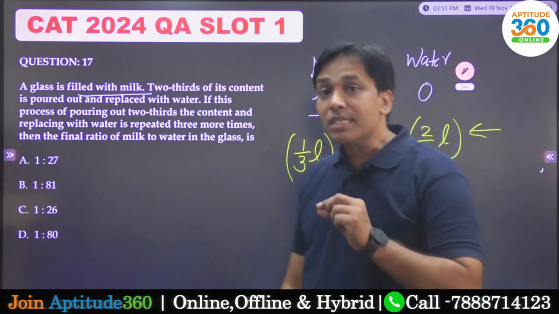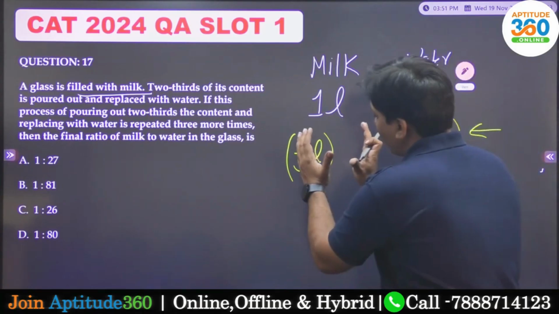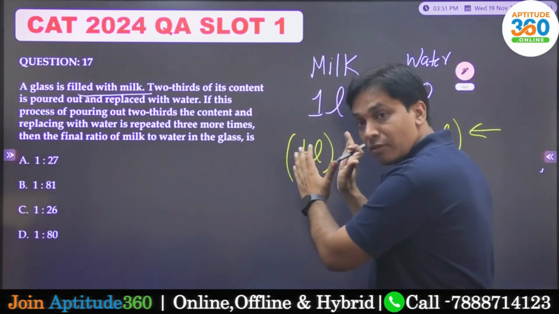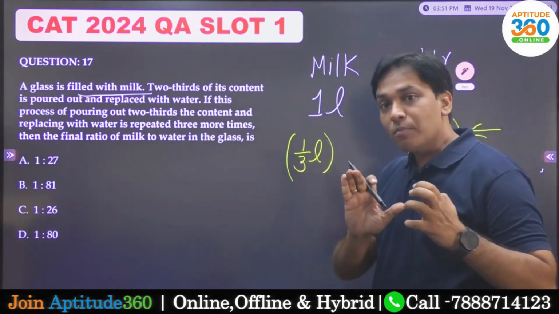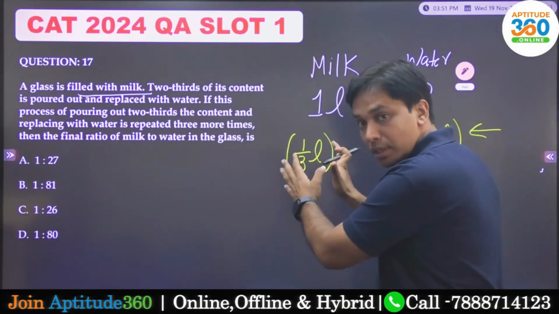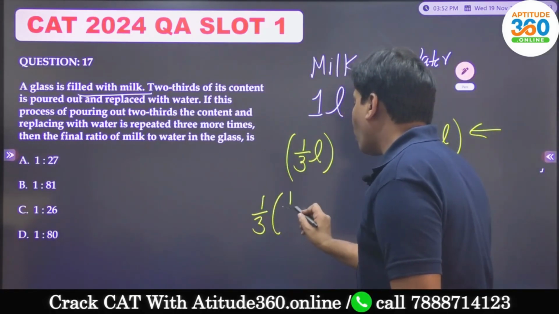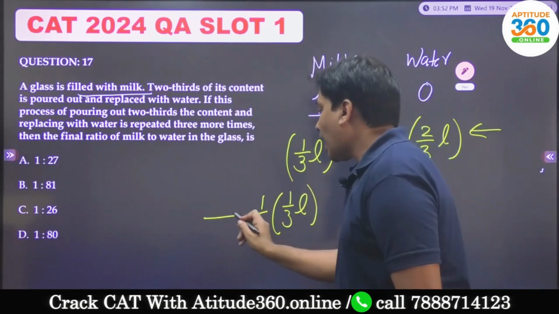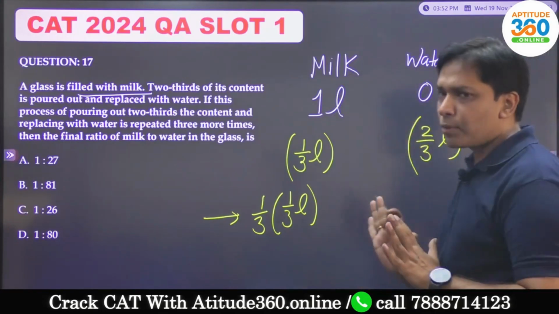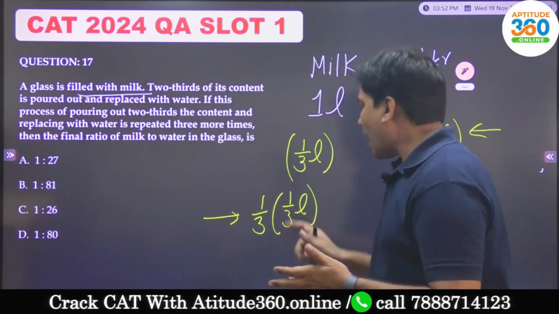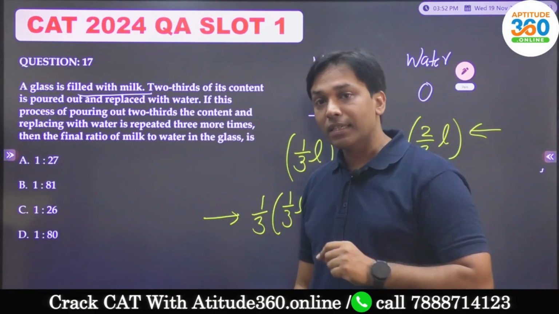It says that this process is repeated 3 more times. What is going to happen? Have a look at it. You have got 1/3 liter of milk. You take out 2/3 of it, so how much milk is going to be left? 1/3 of this value. So 1/3 of 1/3 liter will be left after the second such replacement. I am not counting how much is water, it is going to waste my time. So after the second replacement, 1/9 liter of milk is left in the glass.